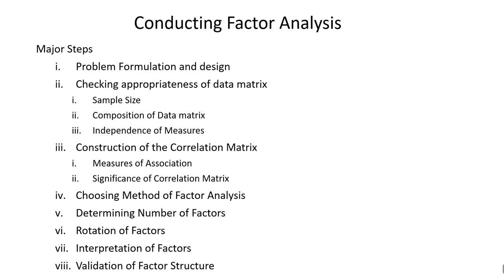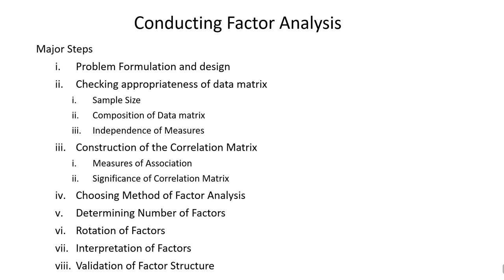Then the second step, when we have designed our research for factor analysis, is collecting the data and checking the appropriateness of the data matrix. That involves three major decisions: the sample size, the composition of the data matrix, and whether the measures, the variables that we have included in our factor analytic study, are highly dependent on each other or independent. They should generally be independent. I will discuss the detail.